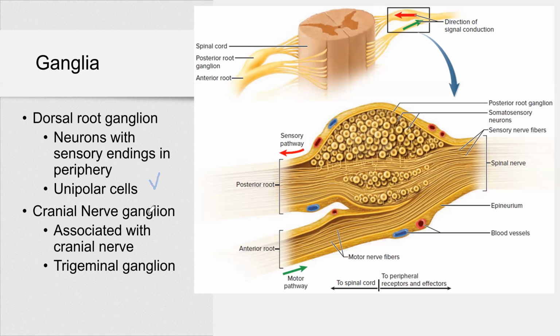Now cranial nerve ganglia are not shown here, but they are associated with cranial nerves, for example, the trigeminal ganglion. Cranial nerves branch from the brain, and spinal nerves branch from the spinal cord. Right, so hope it makes sense.